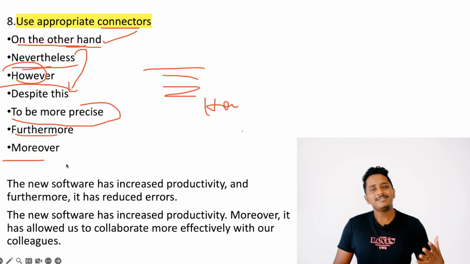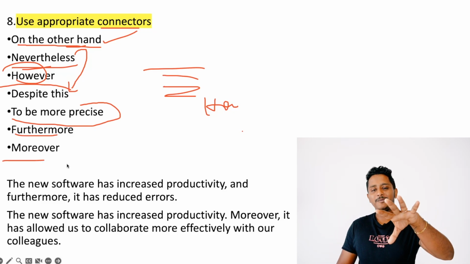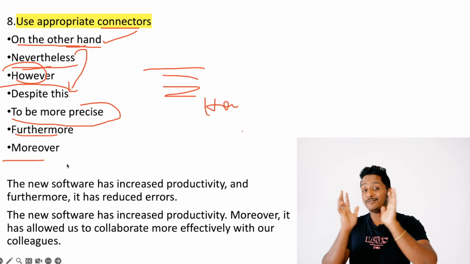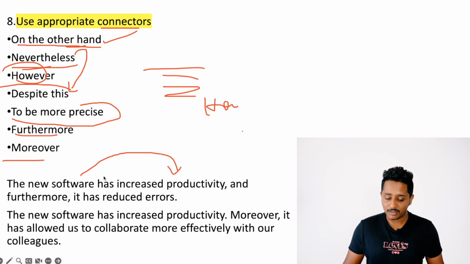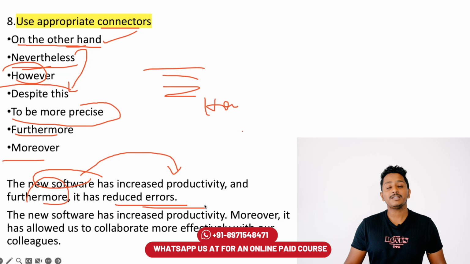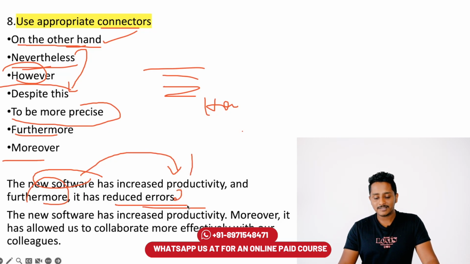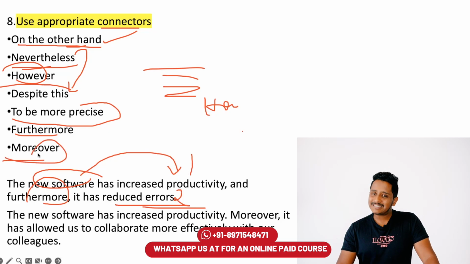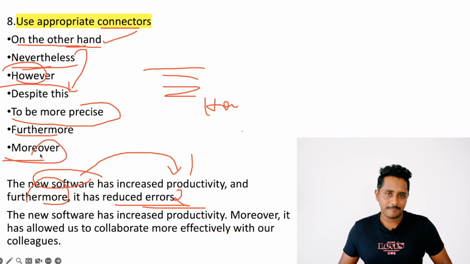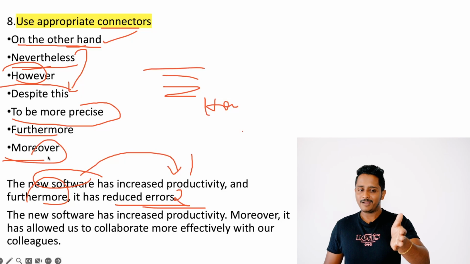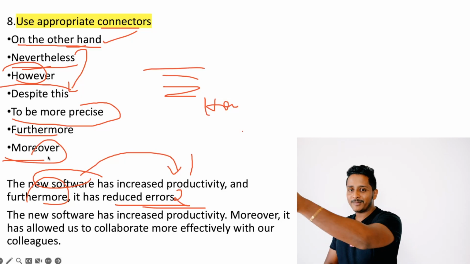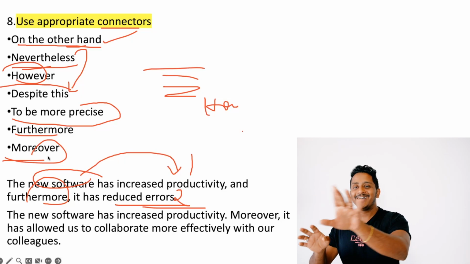Furthermore, moreover, there is a huge debate. See, furthermore is when you talk about one particular advantage and you want to talk about another advantage. The new software has increased productivity. What else has the new software done? Furthermore, it has reduced errors. This is one, this is the second advantage. Moreover is a continuation of the previous one. I went to market to buy apple. Now, I want to buy mango. This is furthermore. Hope you are getting it.